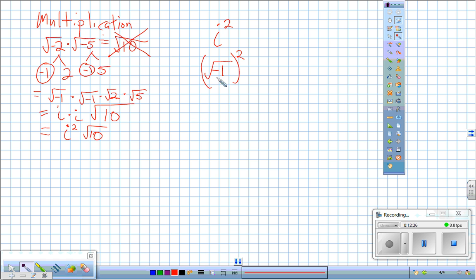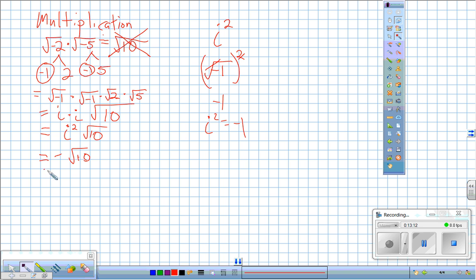Okay, so when I square something that has the square root, I'm taking the square root of it, I'm just left with whatever that something is underneath. So i squared is equal to negative 1. So my answer is negative square root of 10. Okay, so don't forget that negative. I'll mark you wrong just for a bunch of sign errors for these ones.